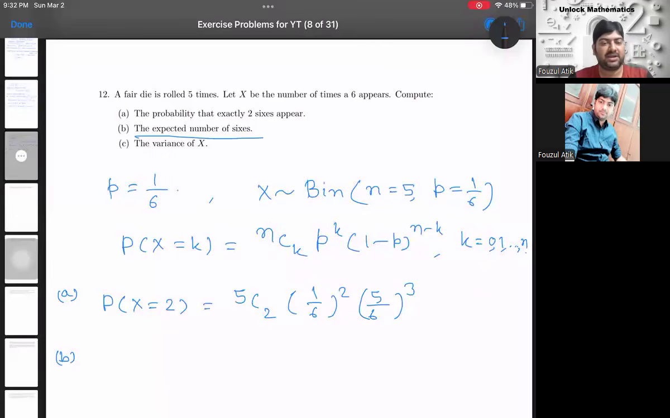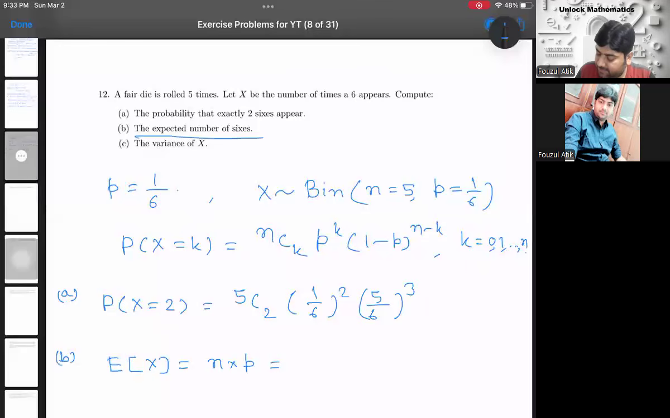That means the expected number of successes; you have to calculate the expectation of X. Now, for a binomial random variable, what is the expectation formula? We all know it is n into p, where n is the number of trials and p is the probability of success in each trial.